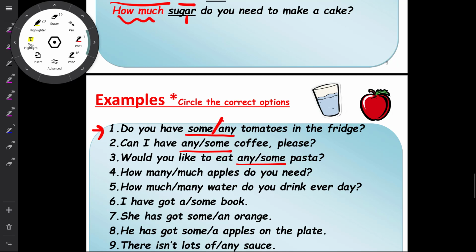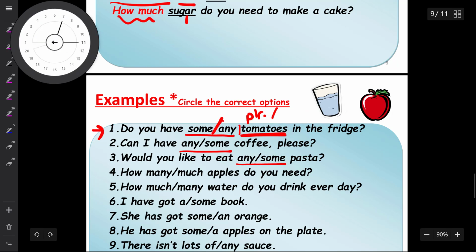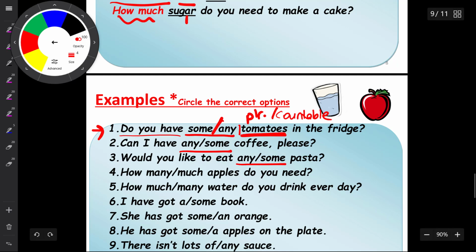Teacher, how can I solve this question? What is our way? First step, we are going to look at tomatoes. Tomatoes, plural, and countable. Wait a minute. Okay, countable. And plural. And this sentence is a question.